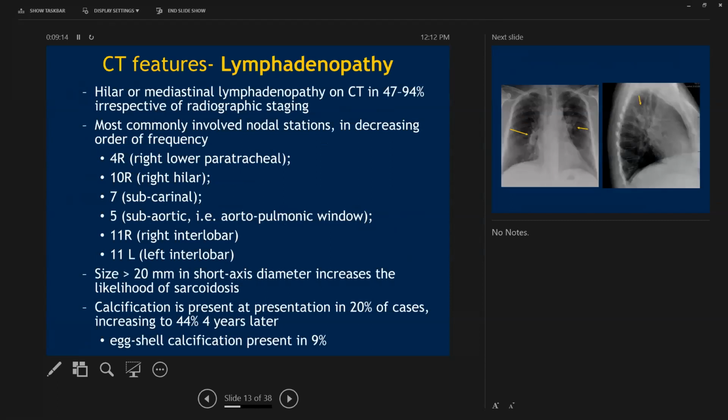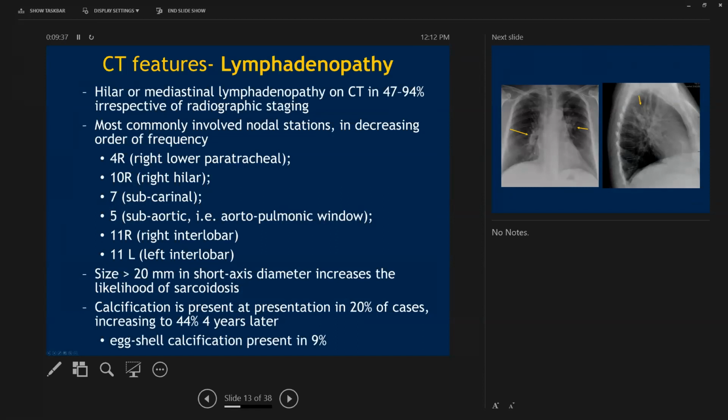What are the main findings? Again, lymphadenopathy, as we talked about on chest X-ray. The most commonly involved nodal stations, in decreasing order of frequency, you can see 4R, 10R, so right lower paratracheal, right hilar, subcarinal station 7, station 5, which is the AP window, and then right and left interlobar.